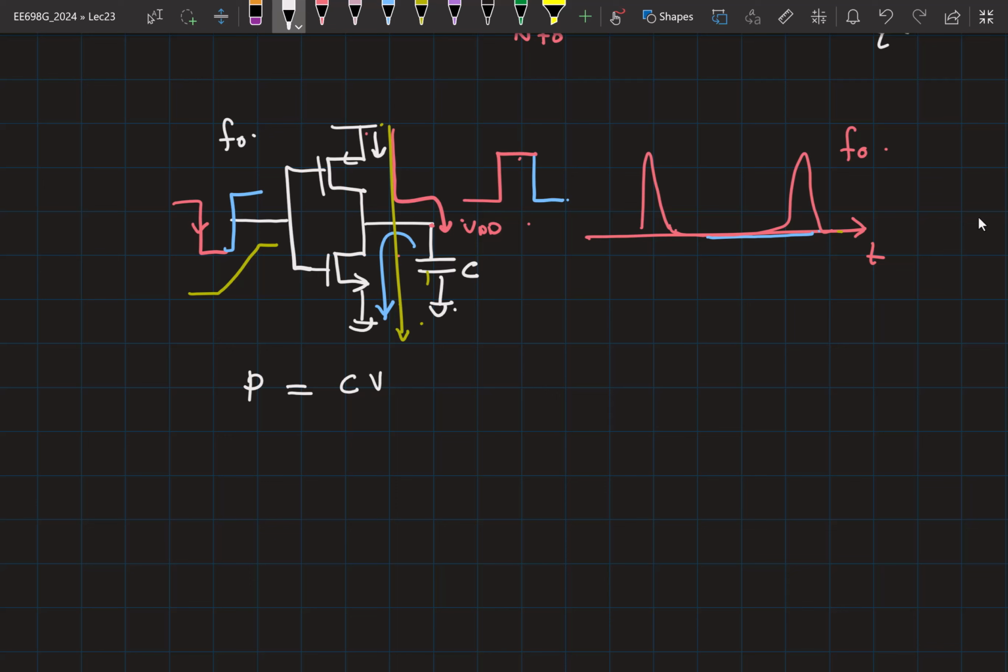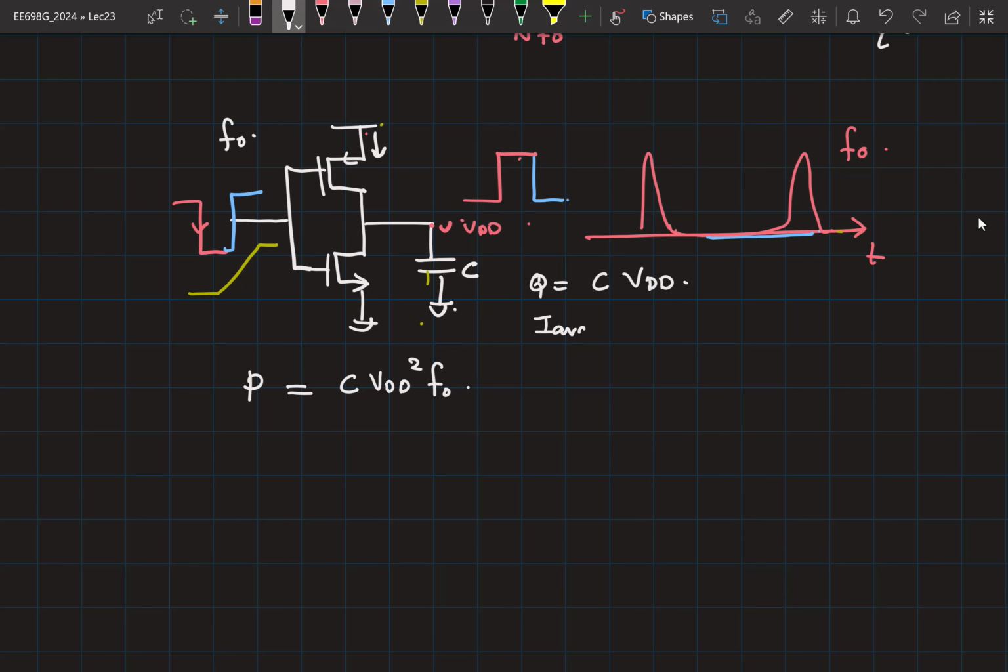C VDD square F0. Let's assume that it is being driven by a clock at F. Do you remember this result? A quick way to derive this is to simply look at the charge that is getting stored on the capacitor in every period. That will be equal to C times VDD, the charge, C into VDD.